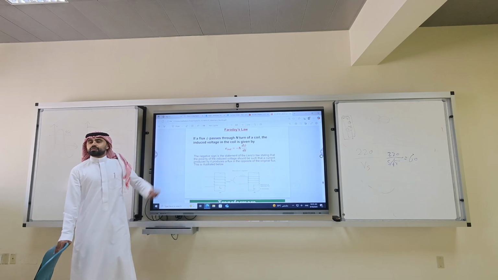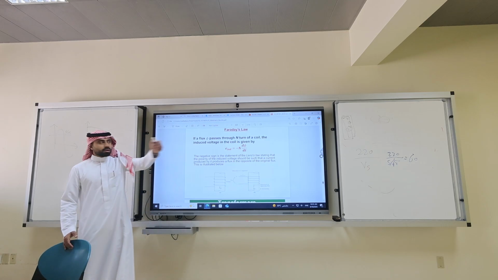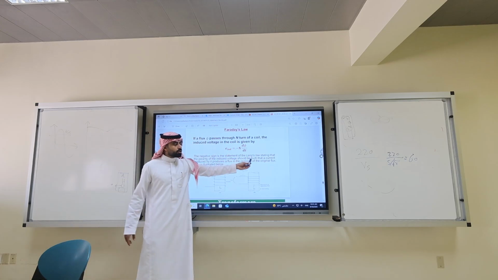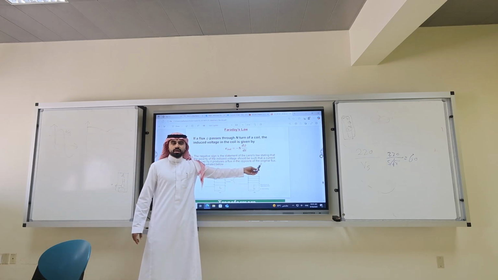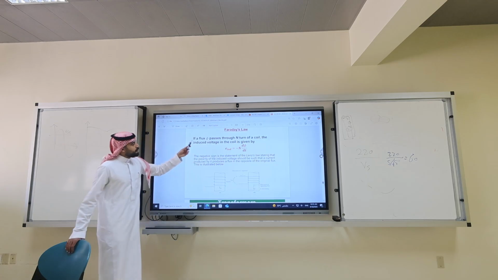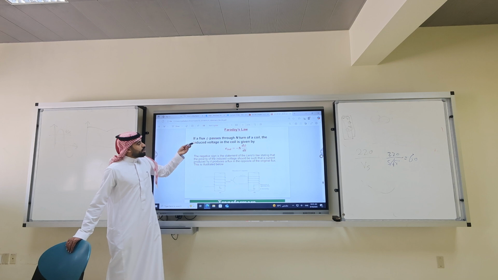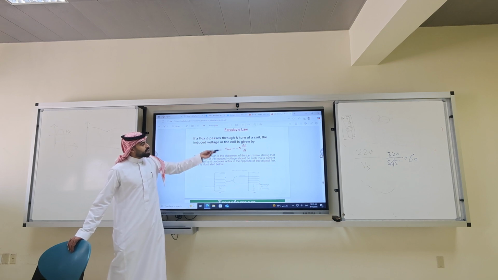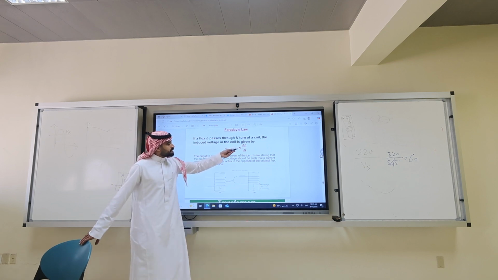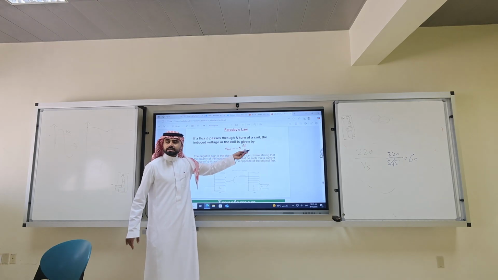Why is there an induced voltage? There are two laws: Faraday's law and Lenz's law. Let's start with Faraday's law. If a flux passes through the interior of a coil, the induced voltage in the coil is given by minus N times the change of the flux.